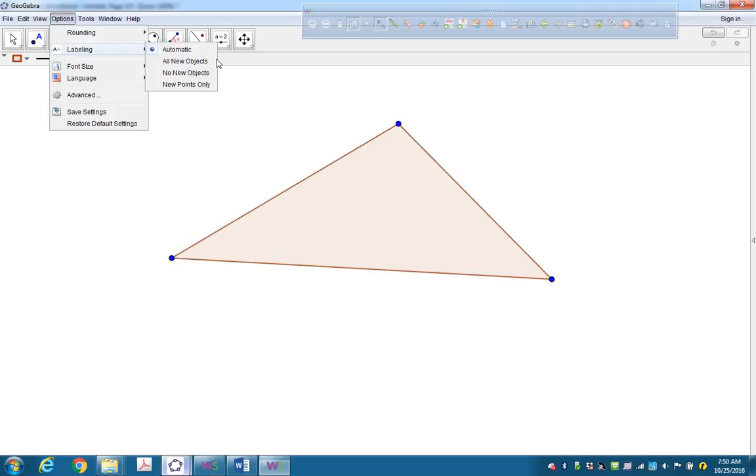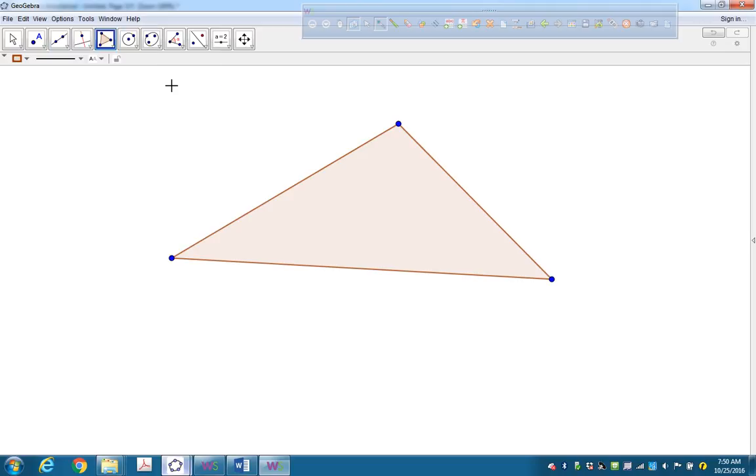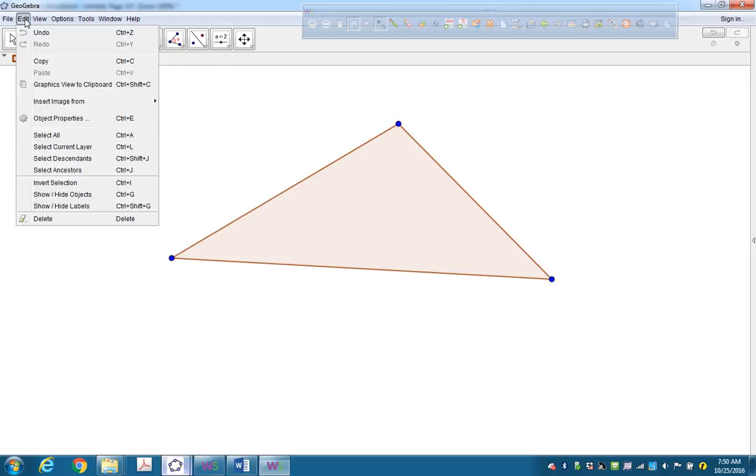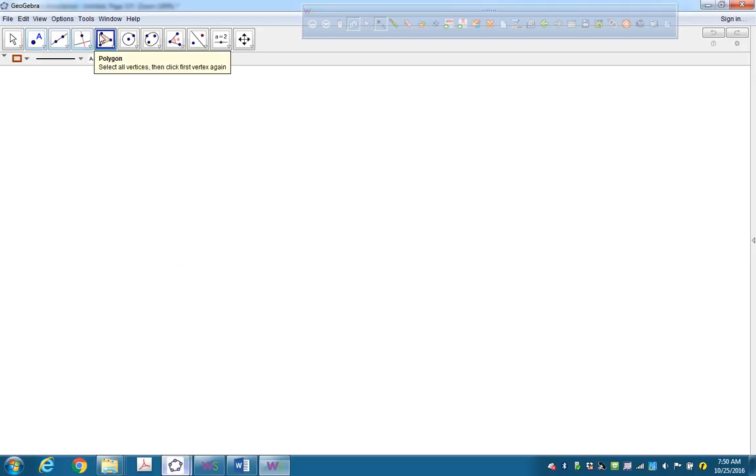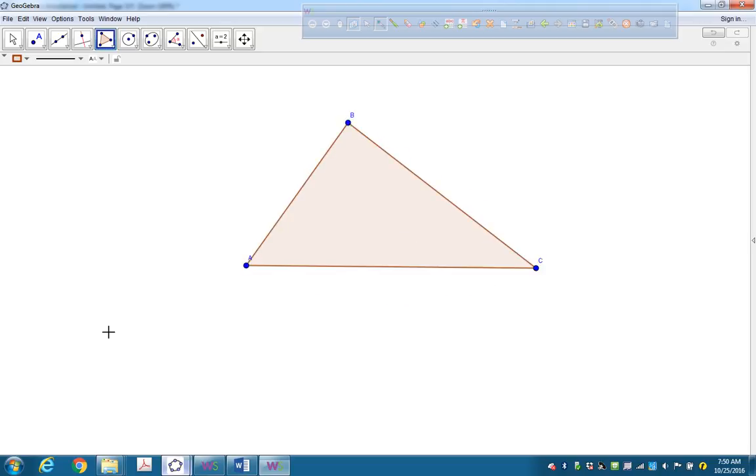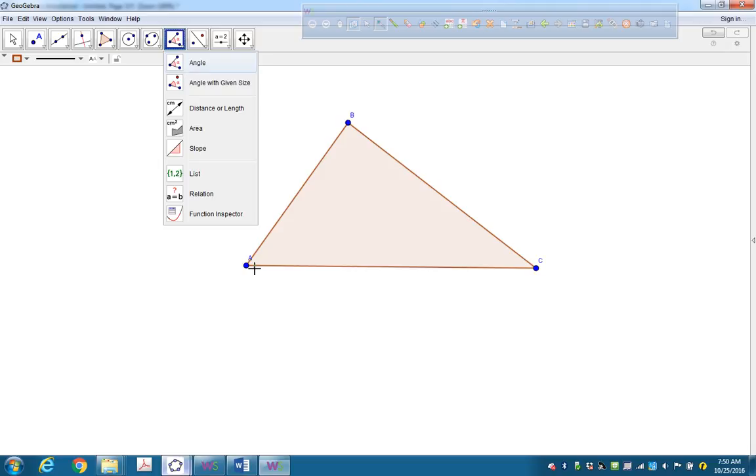Options, labeling, all new points, new points only. Sorry. Let's go back. Edit, undo. Let me try to make a triangle now and see if it labels the points. There we go. And measure all your sides and all your angles. Okay? So measure all the sides and measure all the angles. Remember that when you're measuring the angles, you have to go in clockwise order. Okay? So you're going to use this tool to measure the angle.